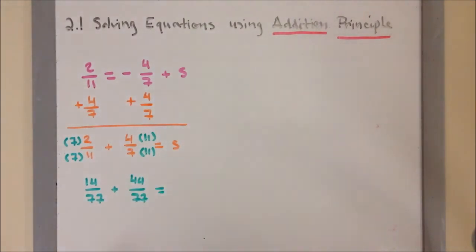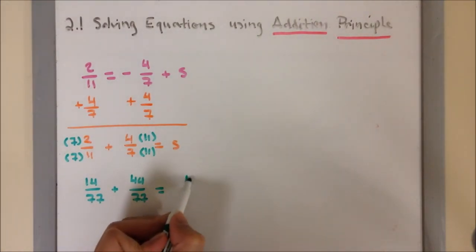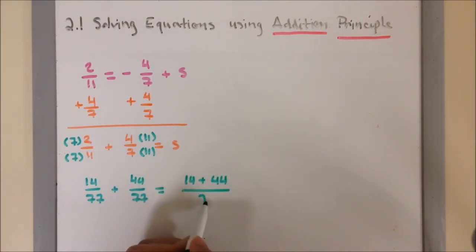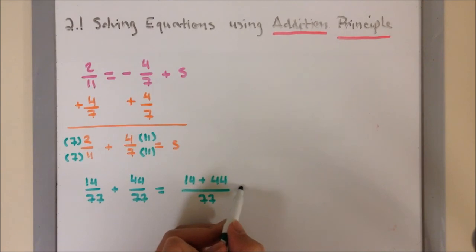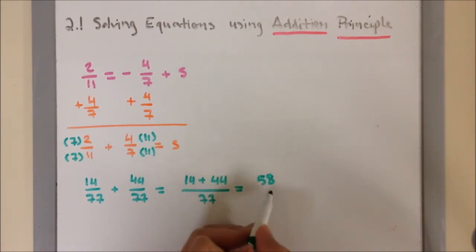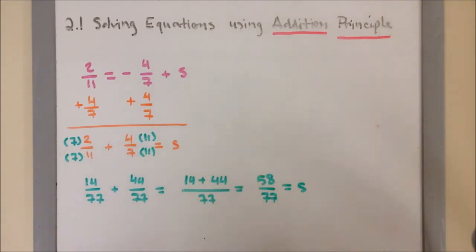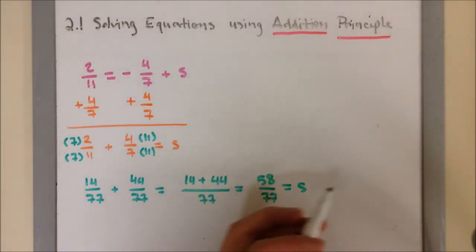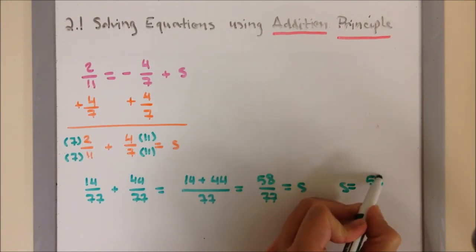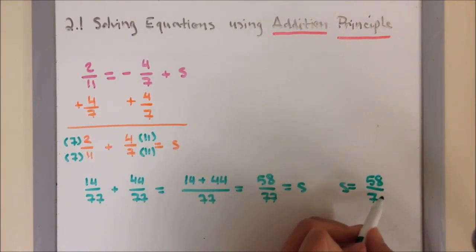When that happens, it will become 14 plus 44 over 77, which will equal 58 over 77, which equals s. I'm going to flip it so the variable is on the left side, so it will be s equals 58 over 77.